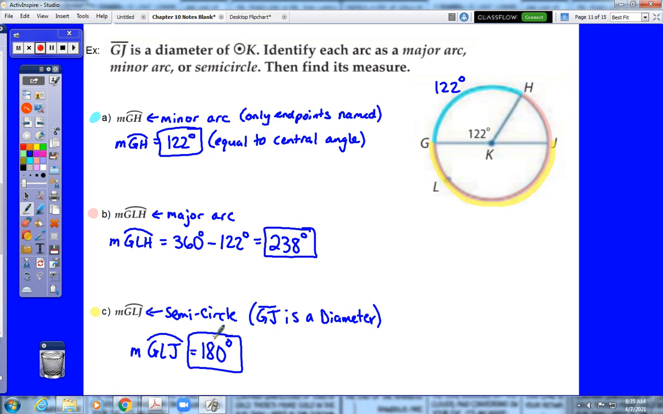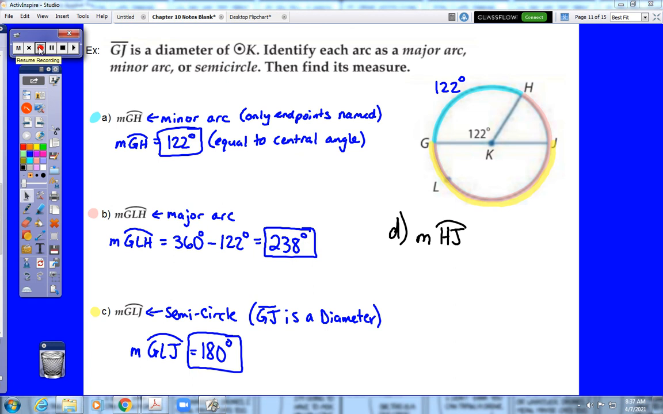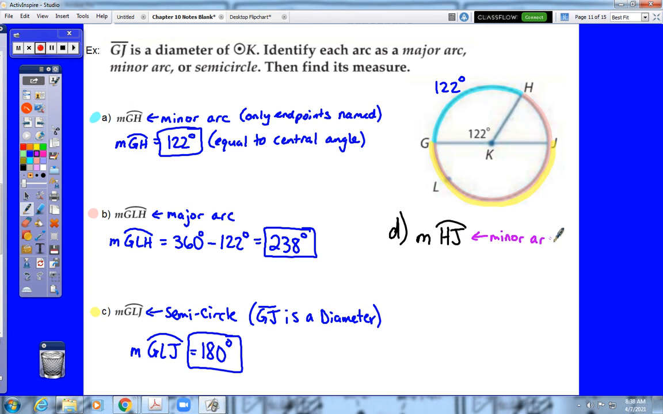Okay, I have a challenge question for you, and I want you to try this one. Find the measure of arc HJ. Basically, we're adding a part to the problem. Okay, so HJ. First off, what kind of arc is HJ? Yep, that is a minor arc. How do we know it's a minor arc? Yep, only 2 letters. It's definitely smaller than 180 degrees.